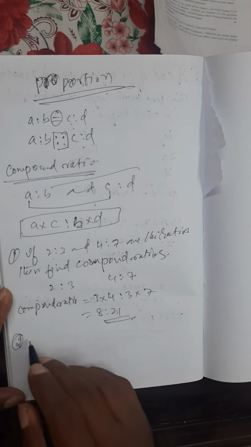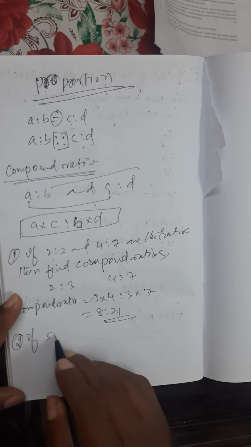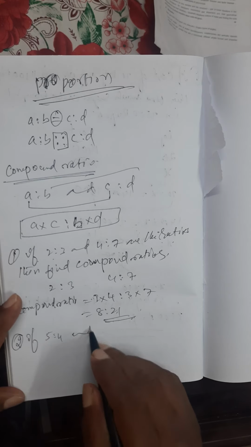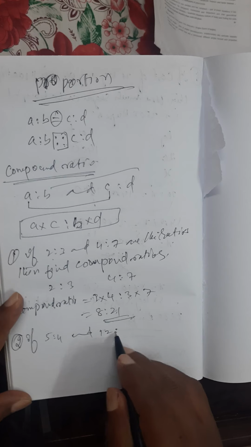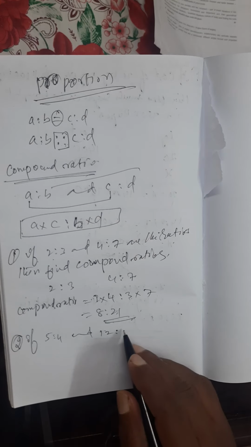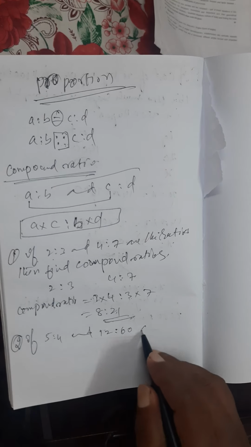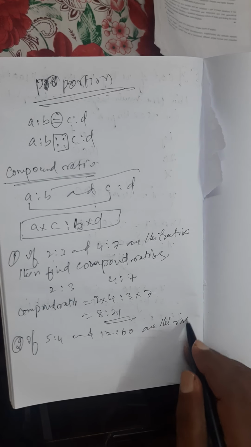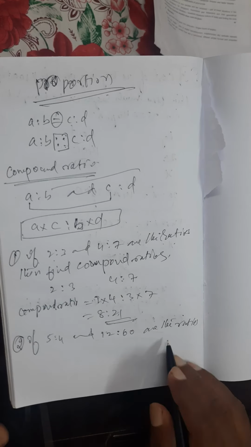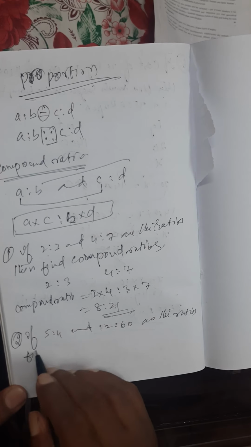Second question: if 5 is to 4 and 12 is to 60 are the ratios, these are our ratios. Now find the compound ratio.